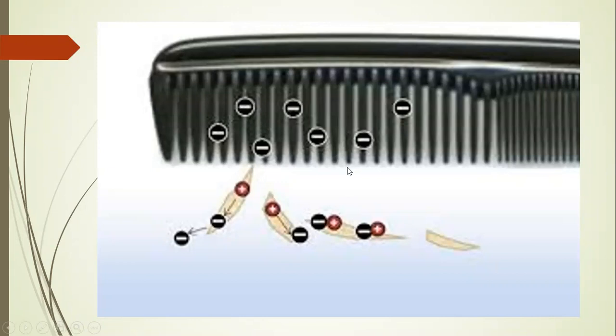For that, we rub this plastic comb through our dry hair. So the electrons from our hair transfer to the plastic comb. Now this plastic comb becomes negatively charged. The electrons from our hair transfer to the plastic comb, so it acquires some negative charges and becomes a negatively charged body. It becomes a charged body.